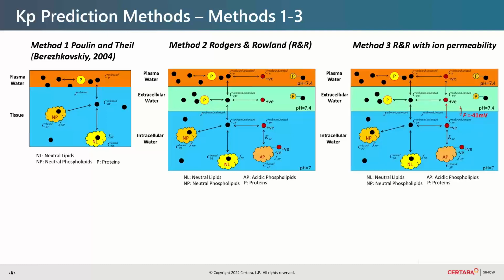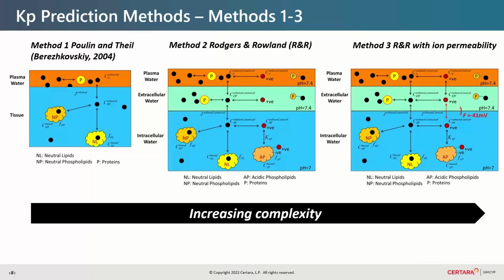And the last method is one that we developed within Simcyp, so it's based on the approach outlined by Rodgers and Rowland, but also considers movement of charged species from the extracellular water into the intracellular water. And that movement depends on the charge of the compound, permeability of the compound, but also on the membrane potential. And so all three of these methods are available for you to use.